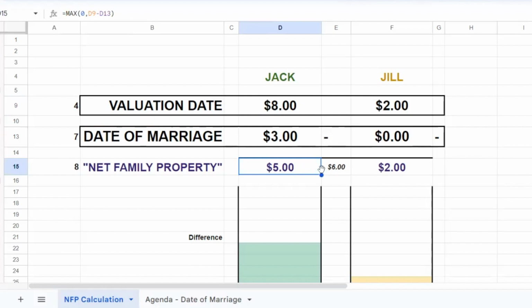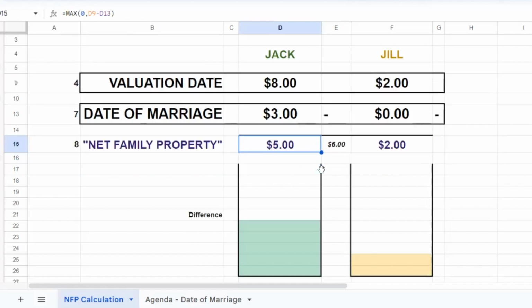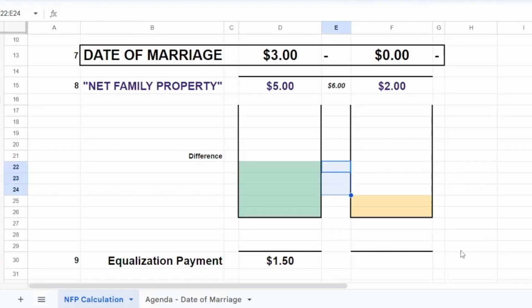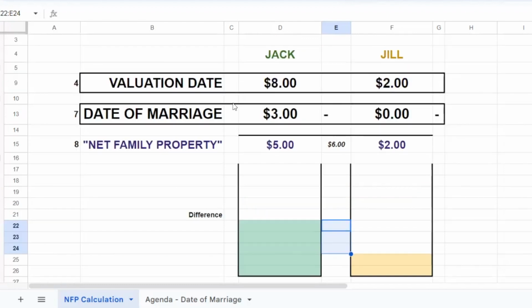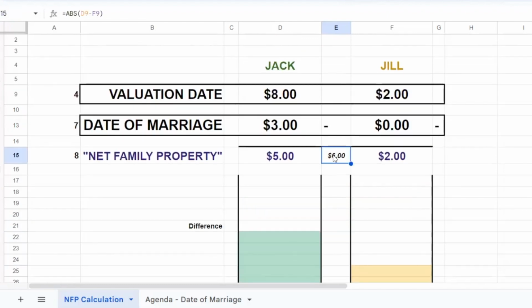Okay, that's good. But 5 minus 2 is 3, and half of 3 is 1.50. Before he was going to be paying $3, and now he's paying $1.50. So there you go. I just did my job. If I can do that, I'll just take that away for today.